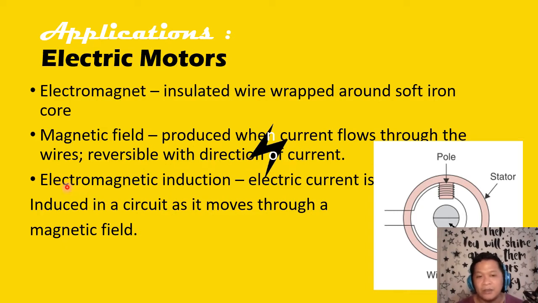And we also have electromagnetic induction, which is when electric current is induced in a circuit as it moves through the magnetic field. So as you can see in this photo, meron kang cross-section illustration. You have the stator, which is the non-moving part, the rotor, which is the moving part, and then wires that induce the magnetic field. So nagkakaroon ka ng parang north and south poles dyan.